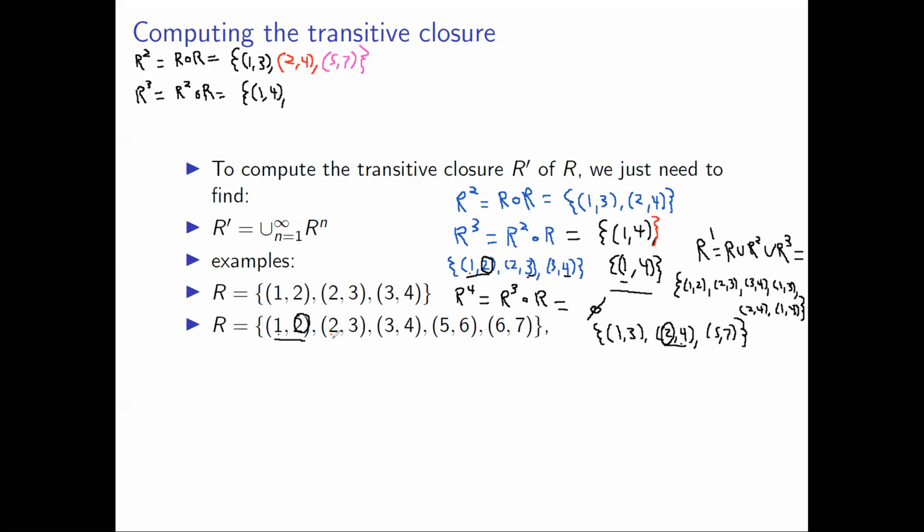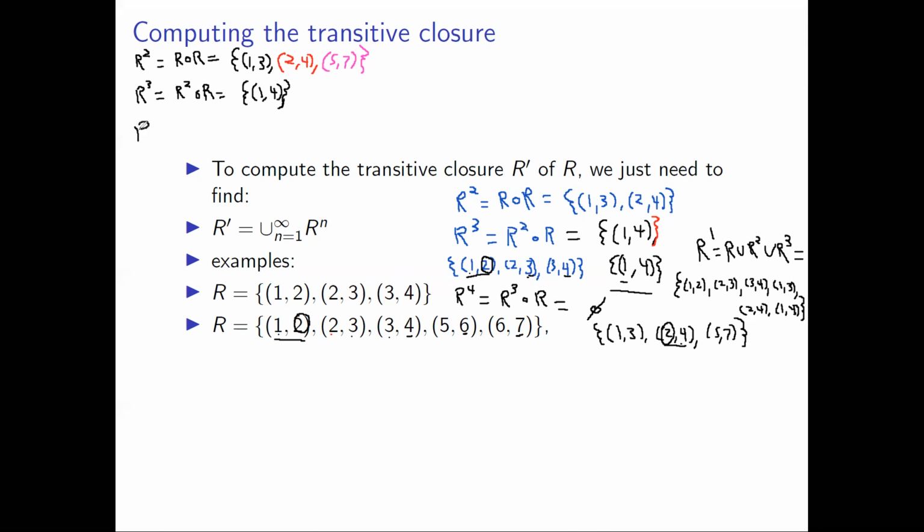We look at this 2, 3 right here, and its second term is a 3. Nothing in R squared starts with a 3, so this 2, 3 won't contribute anything. Same with this 3, 4. Its second term is a 4. Nothing in R squared starts with 4, so the 3, 4 contributes nothing. 5, 6 right here. Second term is a 6. Nothing in R squared starts with 6, so that 5, 6 contributes nothing. 6, 7 right here. Second term is a 7. Nothing in R squared over here starts with 7, so the 6, 7 contributes nothing. So for R cubed, our only term was the 1, 4.